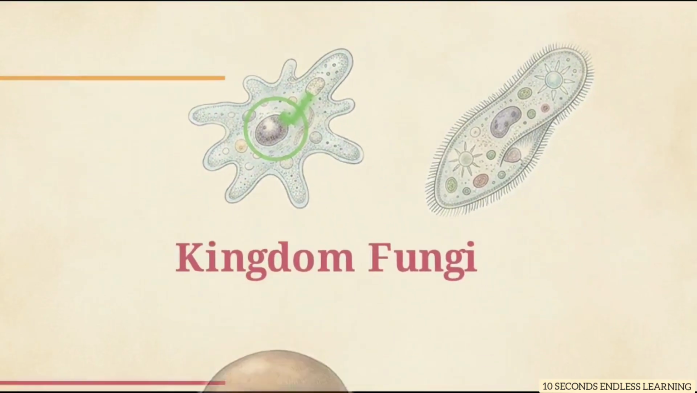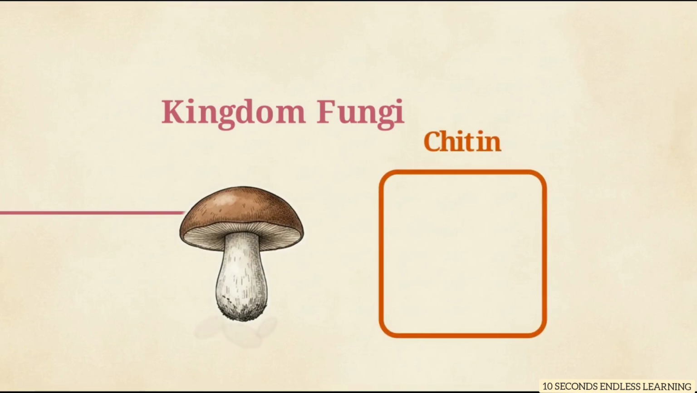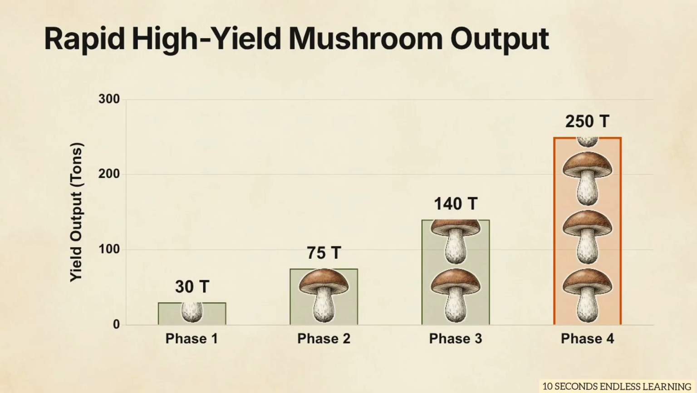The third group is Kingdom Fungi. These organisms have cell walls made of a tough substance called chitin. Ecologically, they act as saprophytes, breaking down dead organic matter. This biological mechanism is exactly what makes large-scale mushroom farming a viable economic application today.